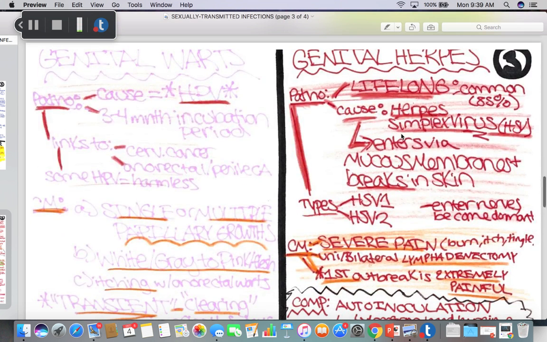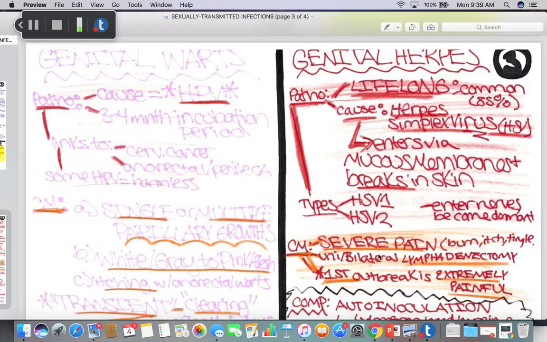Genital herpes: herpes is lifelong. It's very common, in 85% of the population. Herpes simplex virus is the cause. It's going to enter via the mucous membrane and any breaks in the skin, so any compromise of mucous membranes. There's HSV1 and HSV2, herpes simplex virus 1 and 2, and it can enter the nerves and become dormant.